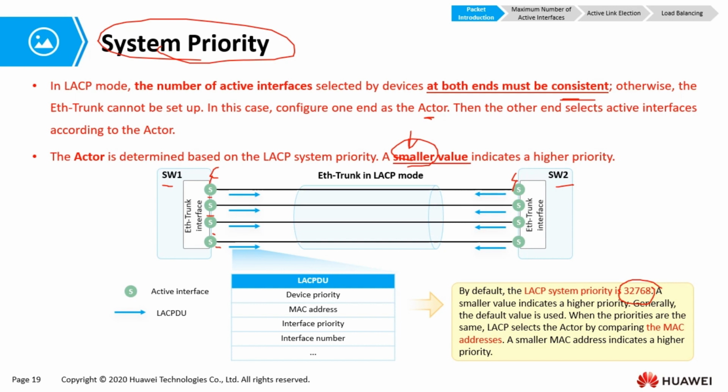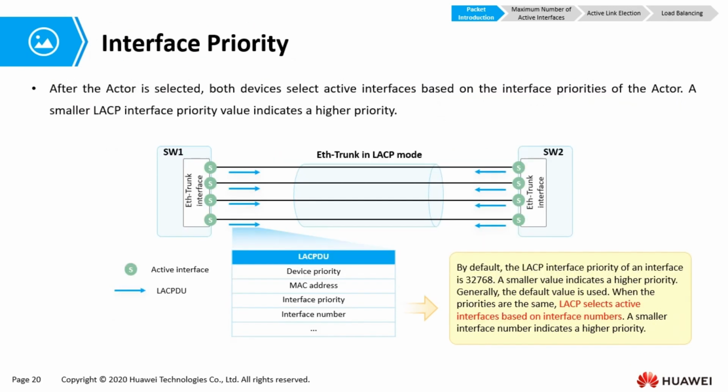So what if the priority is the same? We will base it on the MAC address of the switch, and the smaller MAC address indicates the higher priority. After that, we determine who will be the actor. Both devices will select the active interfaces based on the interface priority of the actor, and the smaller LACP interface priority value indicates the higher priority.